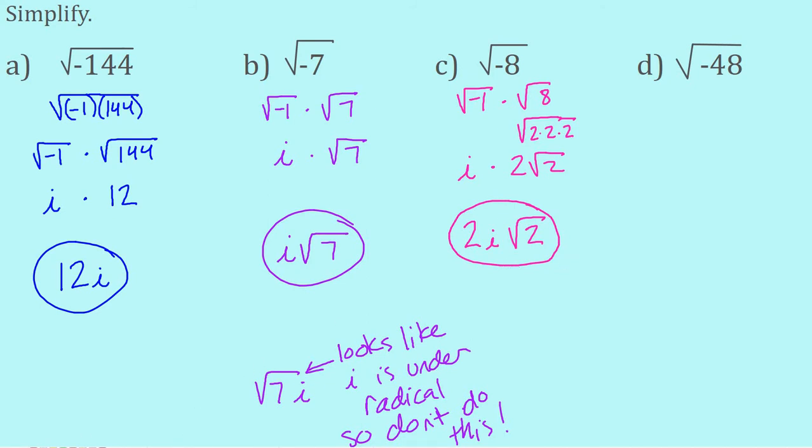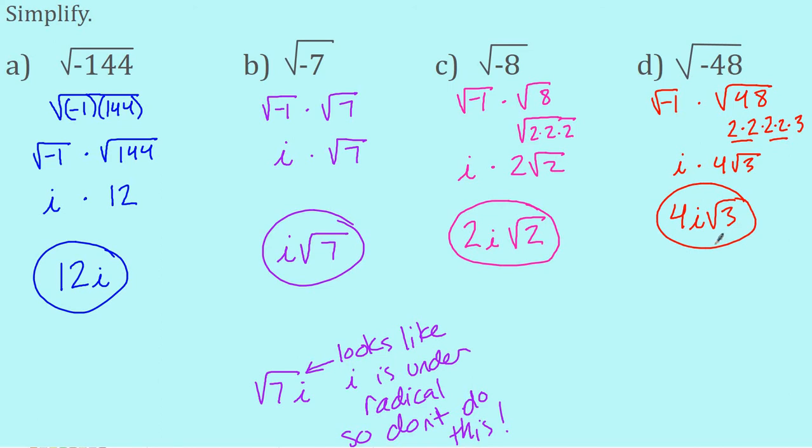Okay. All right, let's do the last one, part D. So we have the square root of -1 times the square root of 48. So 48 is 2 times 2 times 2 times 2 times 3. 2, 4, 8, 16. Yeah. All right, so we can pull out the 2 pairs of 2. So we end up with 4 square root of 3 times i. So here we get 4i square root of 3. Okay.